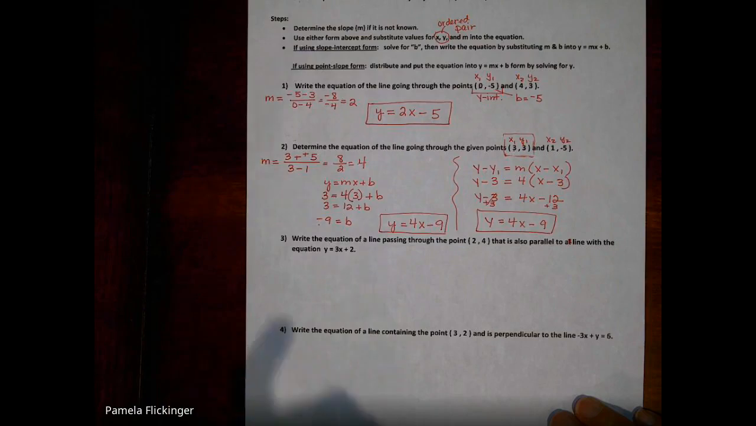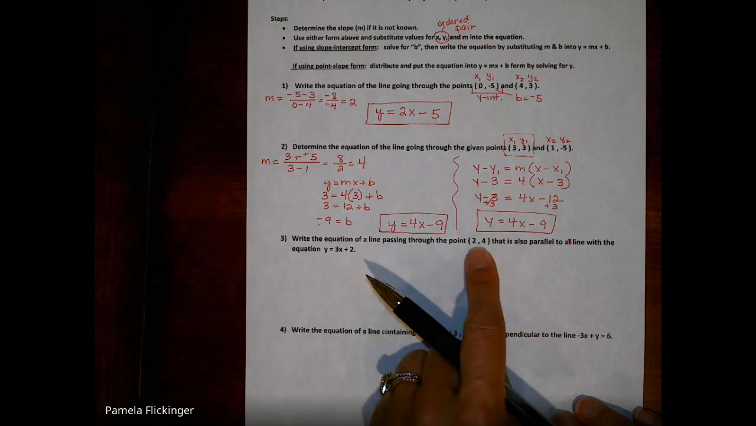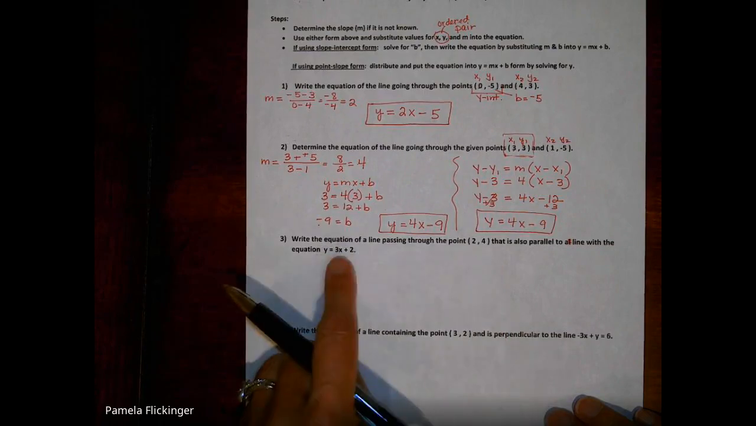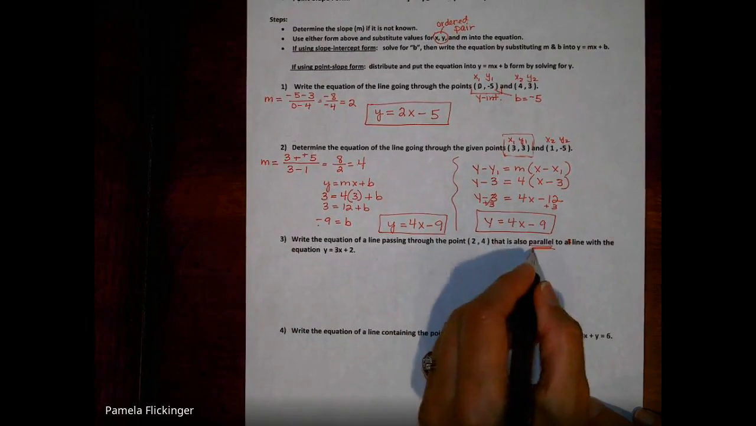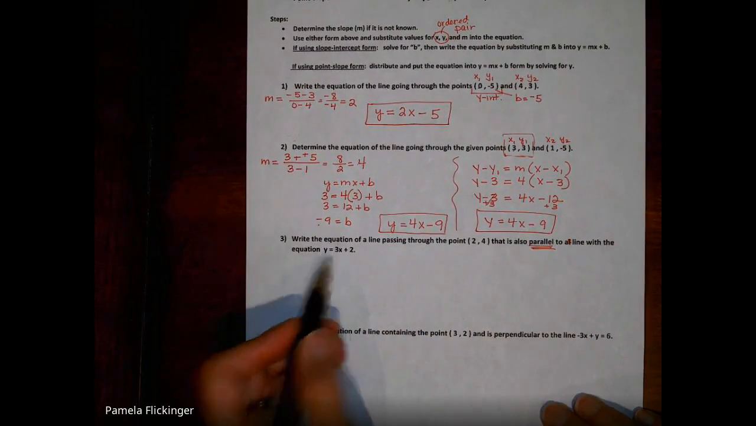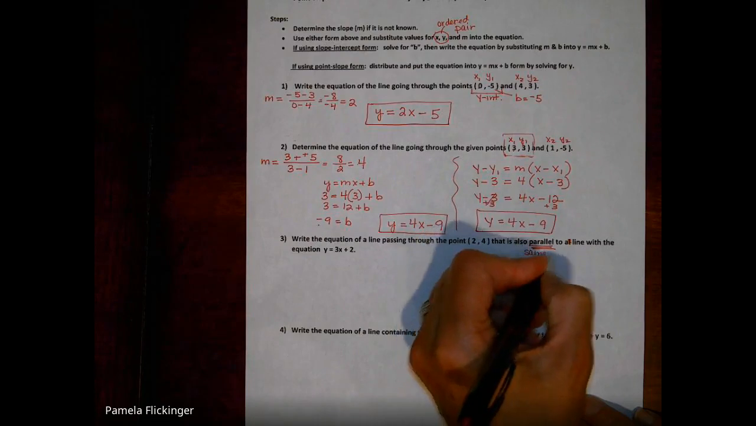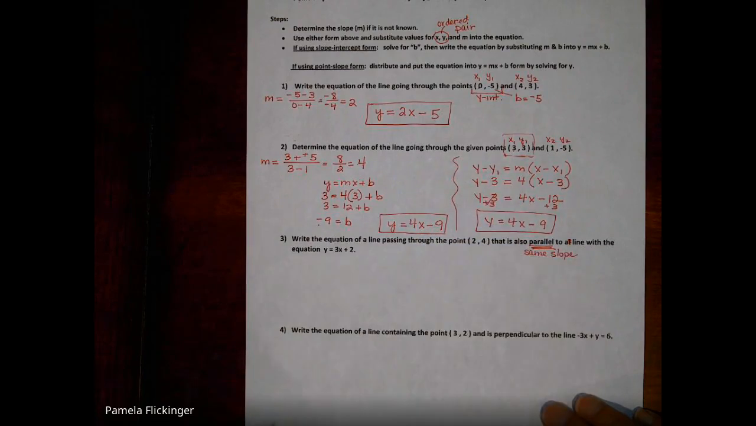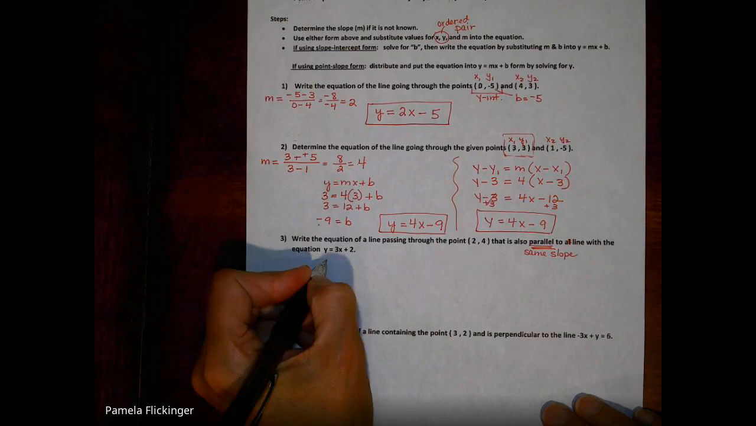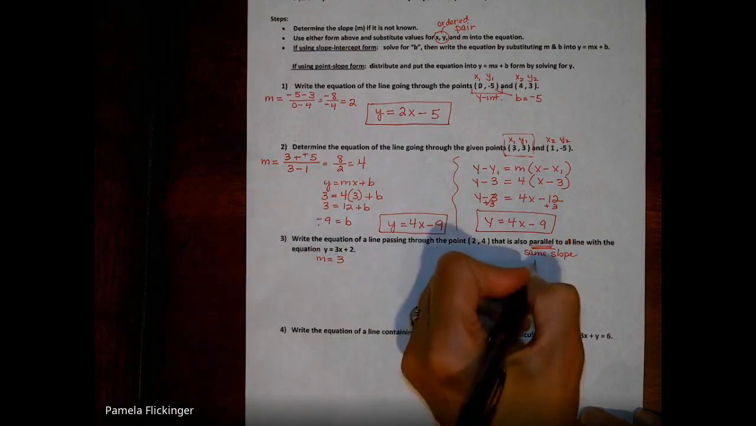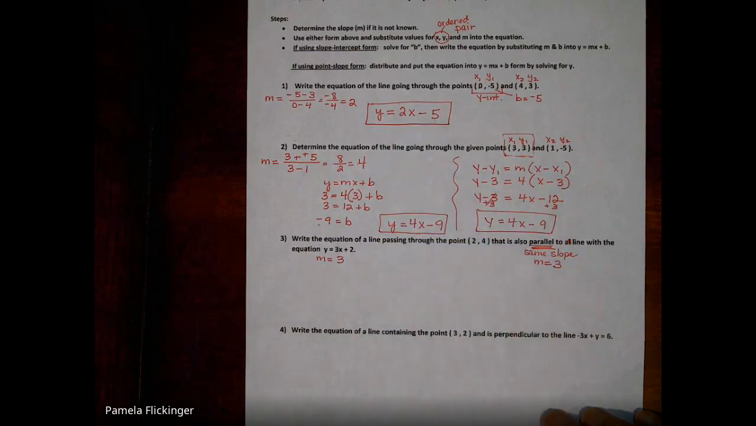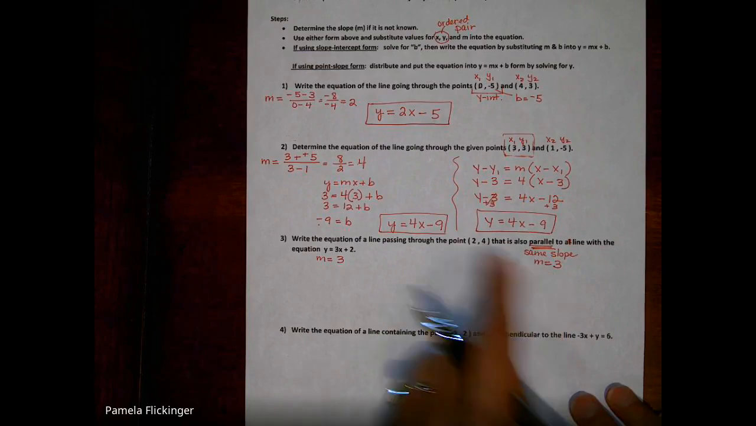All right, so what's step 1? We need the slope. They didn't give me 2 points, so I can't calculate it. So I'm going to get it from here. If it's parallel to this equation, then it's going to have the same slope. So if m here is 3, then the m I want is 3. All right, so I've got my slope and I've got a point.